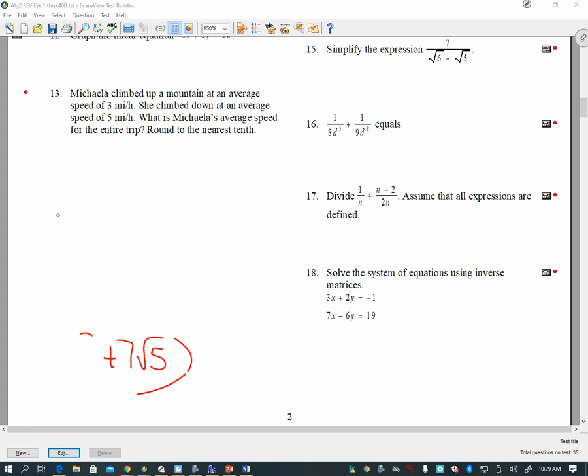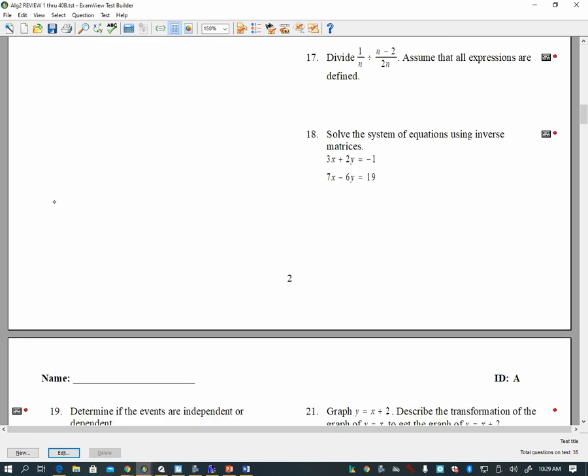Let's see. We've done 16. 17 is pretty similar to what we just did, right? I can't divide by a fraction, but I can multiply by the reciprocal. Do I need to do 17? Does anybody need to see that? No? Are we preferring that we stop here? Okay. All right, so we will stop there.